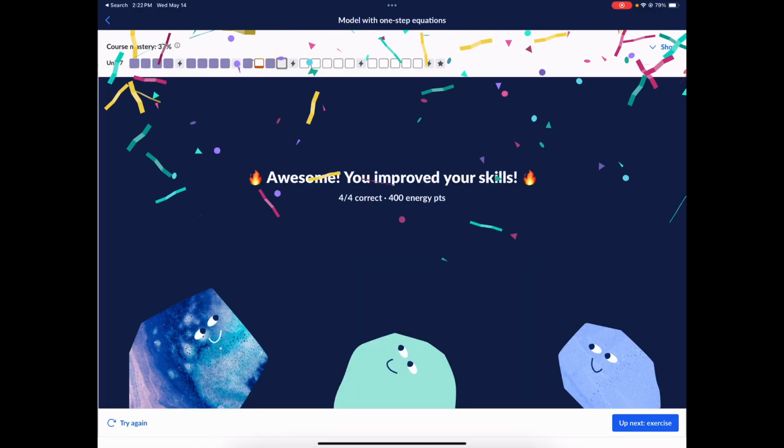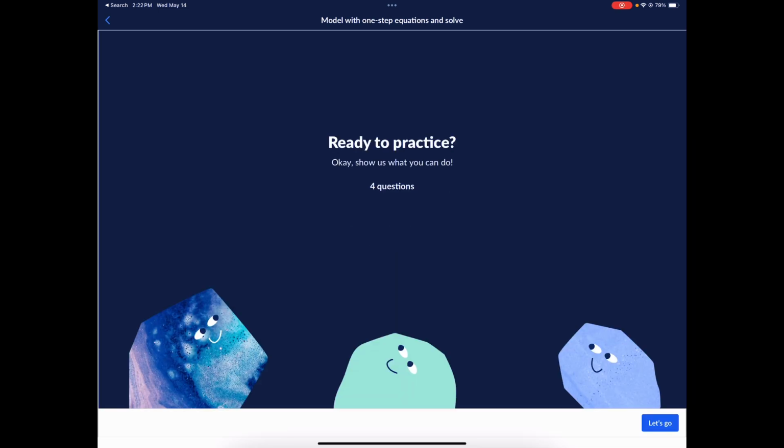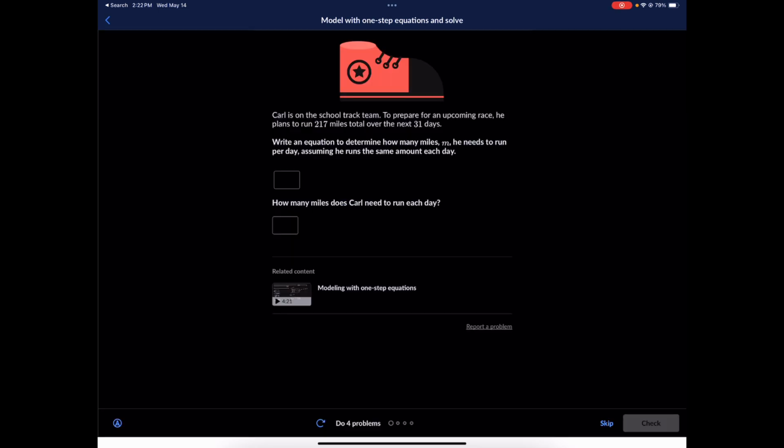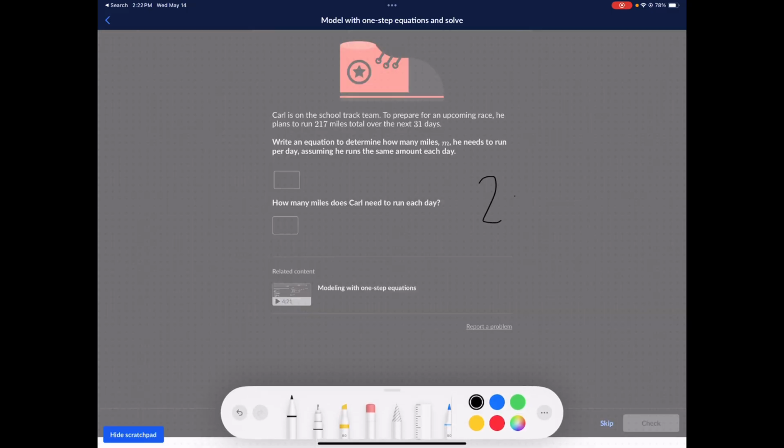Okay, last section that we are learning today. We have model with one-step equations and solve. Carl is on the school track team. To prepare for an upcoming race, he plans to run 217 miles total over the next 31 days. Write an equation to determine how many miles he needs to run per day, assuming he runs the same amount each day. Okay, so he needs to run how many miles? 217 over the next 31 days.